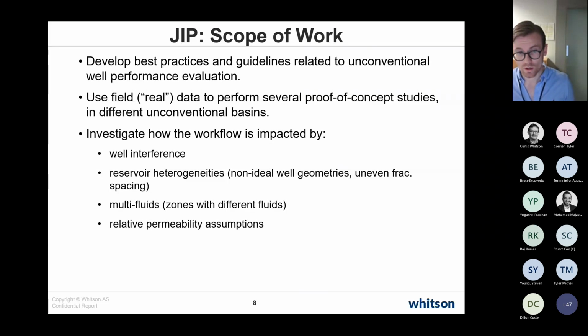So at least you can either modify your cases from RTA or look at how multiple fluids in different layers affect your results and whatnot. And that's also something that we will document in the R&D catalog.